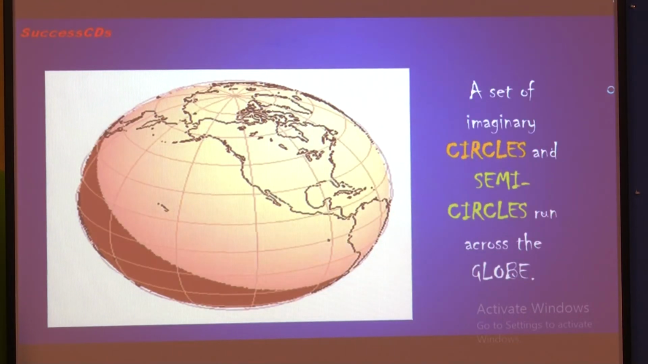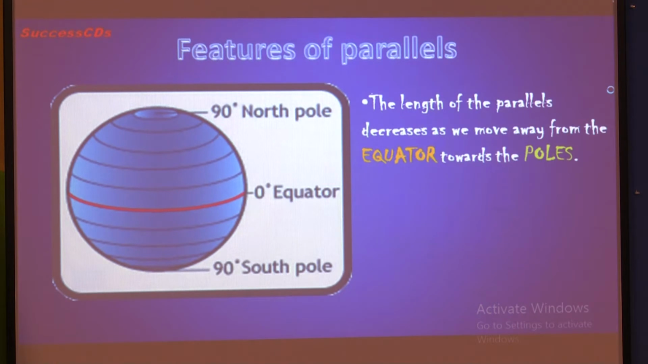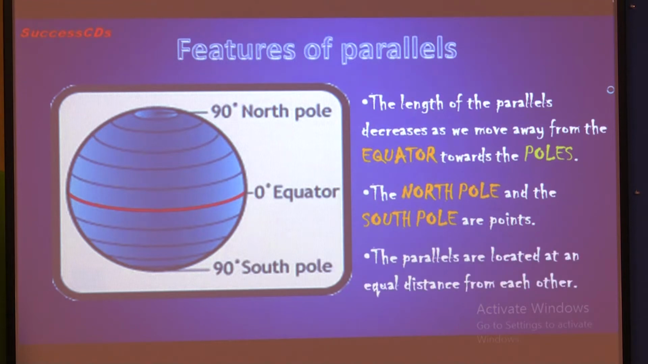A set of imaginary circles and semicircles run across the globe. The full horizontal circles are called latitudes or parallels, as they are drawn parallel to the equator. The length of the parallels decreases as we move away from the equator towards the poles. The North Pole and the South Pole are points. The parallels are located at an equal distance from each other.